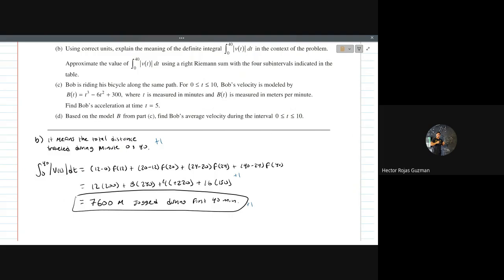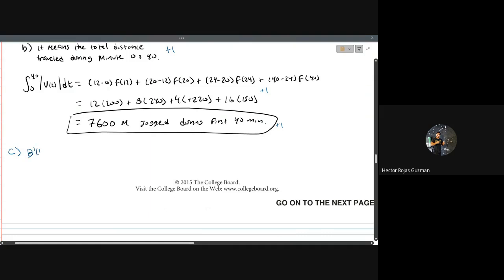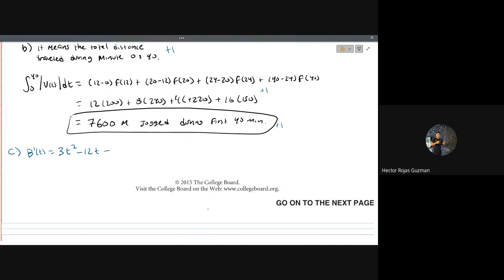So we have Bob. He's riding his bicycle from 0 to 10. His velocity is given. Find his acceleration. Okay. Not too bad. We just got to take a little derivative here. B prime of t equals 3t squared minus 12t. Plug in the 5. 25 times 3 is 75. 12 times 5 is 60. So 15. 15 meters. And there you go. Thanks. 2 points. Derivative, answer.